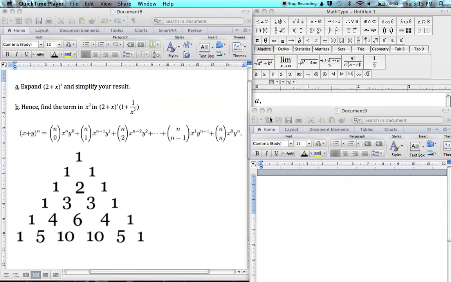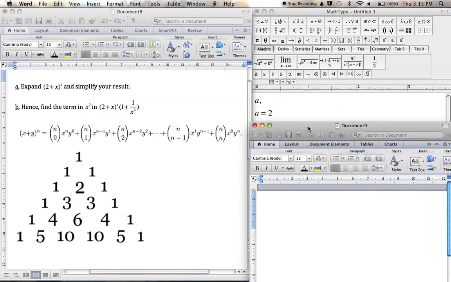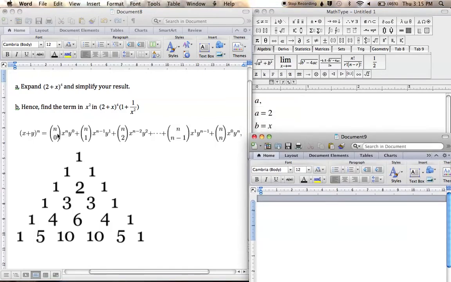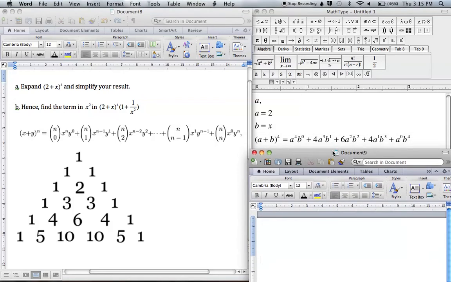In order to solve this question, we must know the binomial theorem, which I posted here for you to see. Once you have the binomial theorem, you can just sub in the numbers for x and y. You know that x is 2 and y is x. Let's just call these a and b to make it simpler. So a is 2 and b is x. Once you know this, you can move on in the binomial theorem.